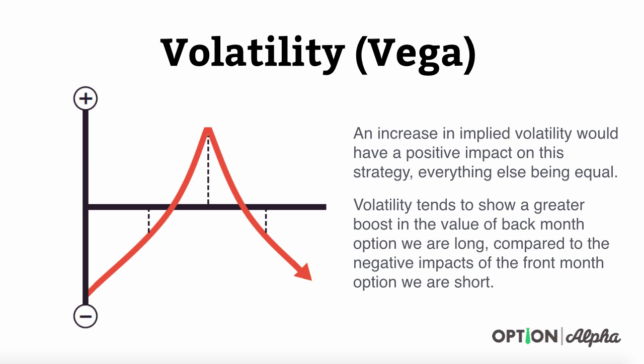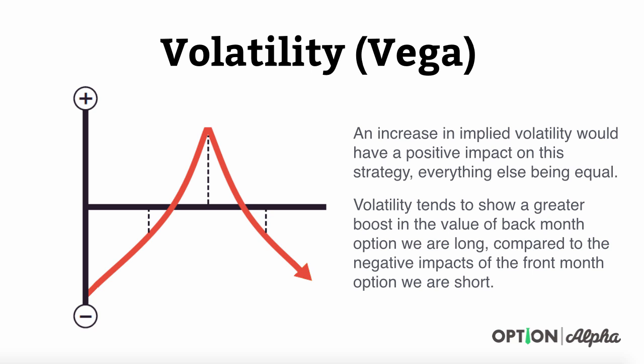Volatility, again, like we said, an increase in volatility will help this position because we're going to be net long options. We're going to have a longer term option in the back month, and compared to the negative impact on the front month option we're short, we're going to see a greater impact in volatility on the value of that back month option. So that's why volatility is really good for these positions. That's also why you want to trade them first when implied volatility is low.